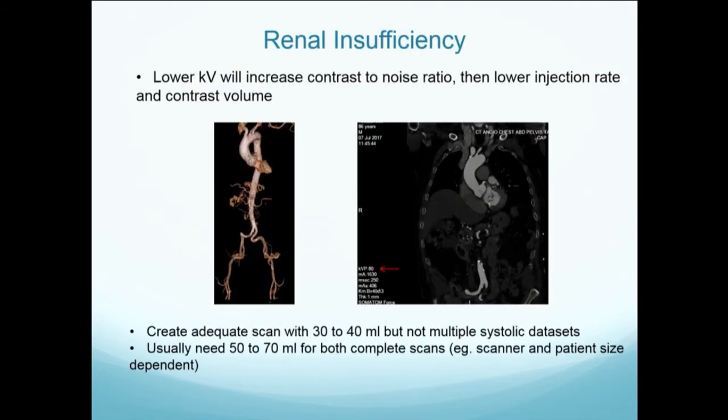So we want to minimize contrast in a lot of these people, and how do we do it? There are multiple ways. The first way is to lower the kV, and that allows for an increased contrast to noise. As a result, you're able to decrease the injection rate and contrast volume. You can get an adequate chest, abdomen, and pelvic scan with 30 to 40 milliliters, but you can't get the systolic intervals except by using about 50 to 70, but again, it's patient size and scanner dependent.